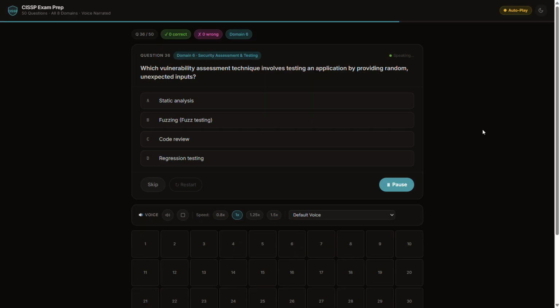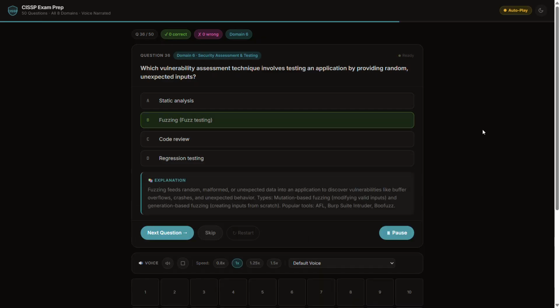Question 36. Which vulnerability assessment technique involves testing an application by providing random, unexpected inputs? Options: A. Static analysis. B. Fuzzing, fuzz testing. C. Code review. D. Regression testing.